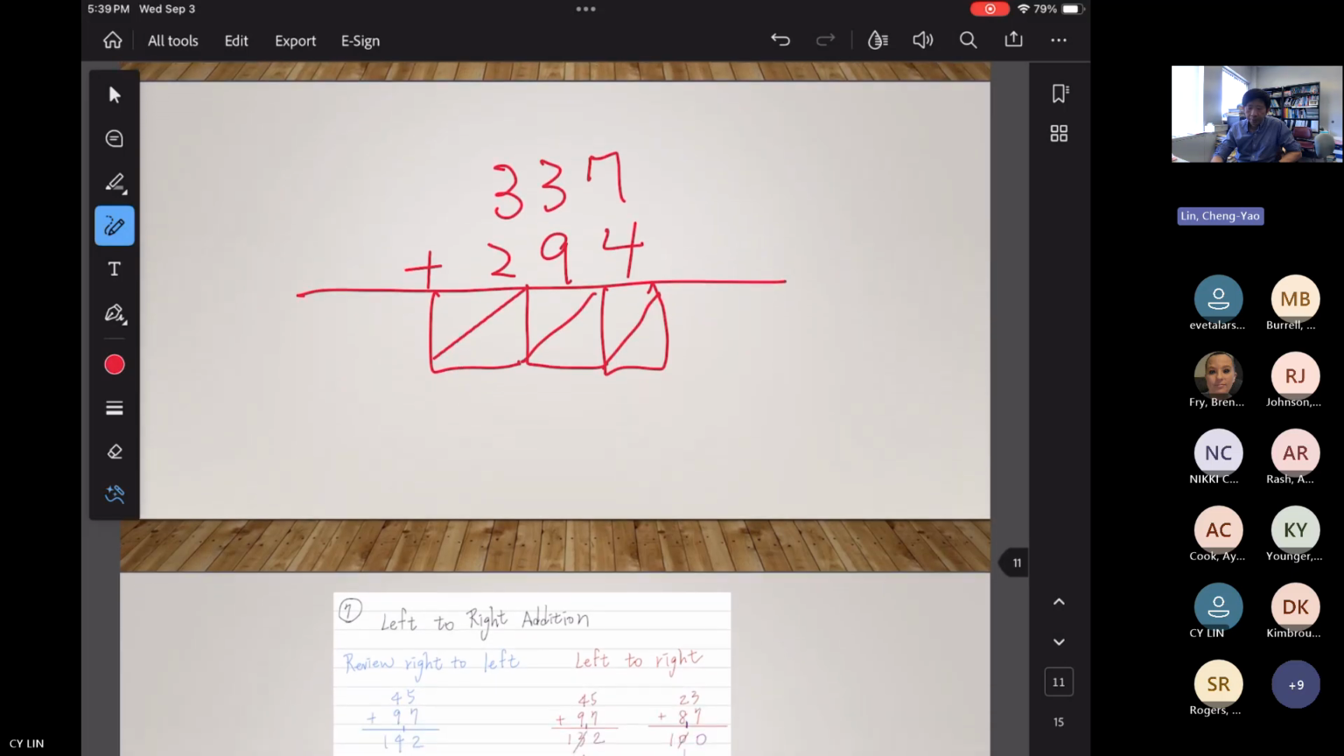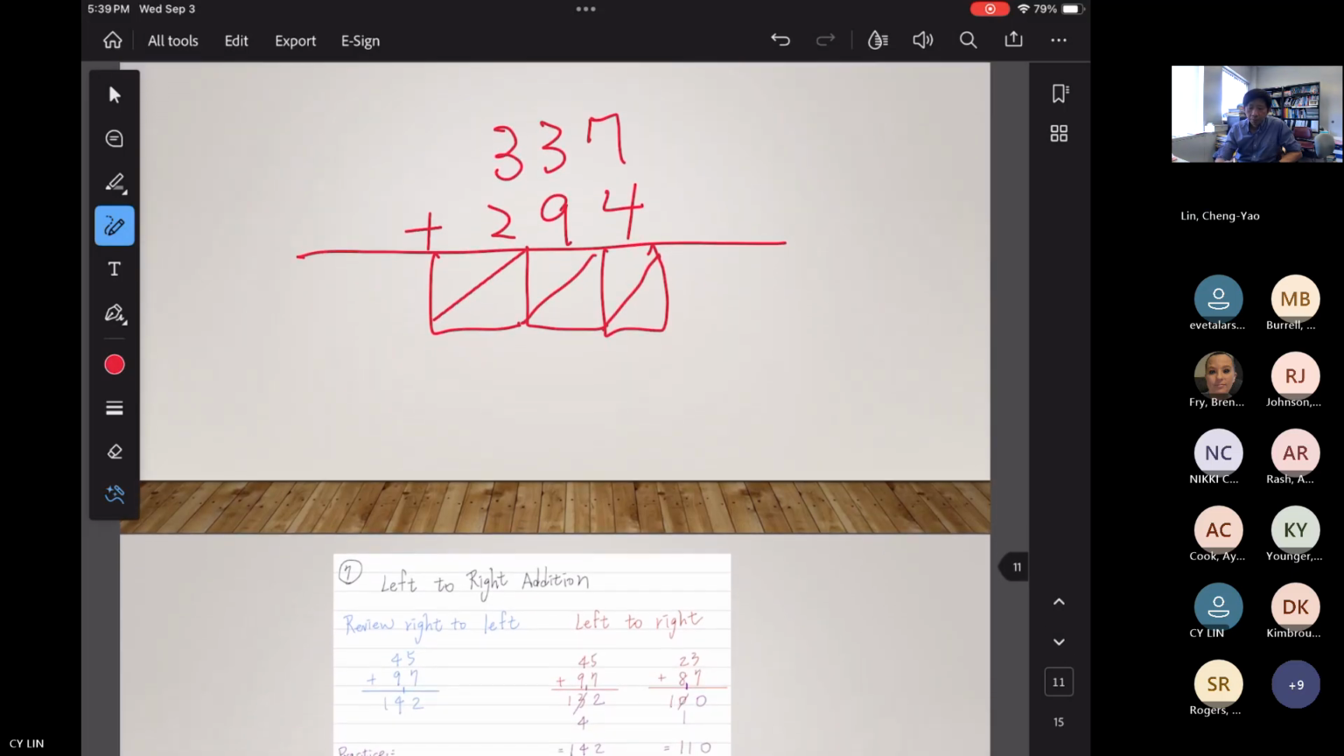All right, are we done? Okay, let's go ahead, check your answer right here. 7 plus 4, 11. 9 plus 3 or 3 plus 9, how many? It's a 12. 3 plus 2, how many? 0 and 5.